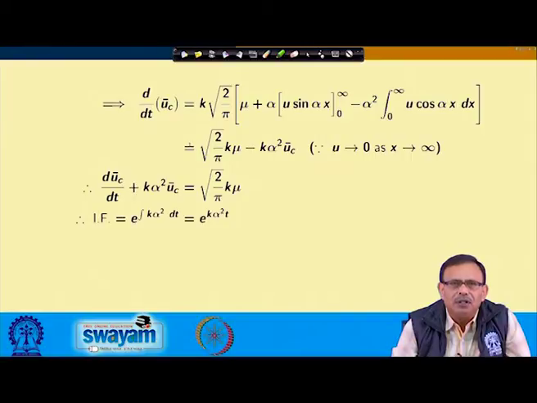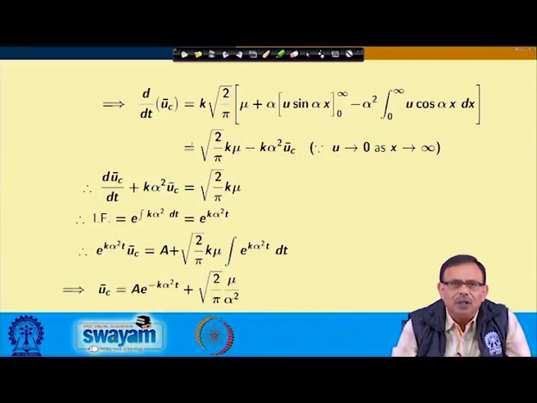Here we have written the integrating factor. I am not going through this, because this is simple and you have already done all these things. So ultimately you obtain u bar c equals A e power minus k alpha square t plus root over 2 by pi mu by alpha square. This is your second step, where you obtain u bar c.